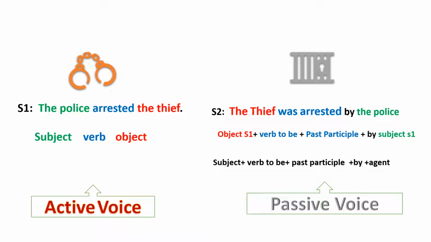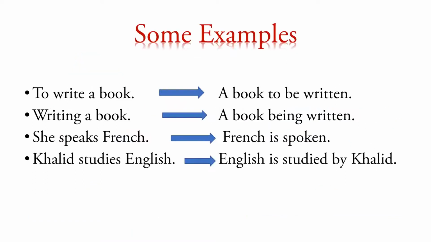So let's continue. Now we have some examples to make you understand the passive voice a little bit. Look at to write a book. This is an infinitive plus an object. Why did I choose this? Because I want to show you that what is important is the verb and the object, not the subject. So we have to write. To write is in the infinitive. So we need the verb to be in the infinitive.